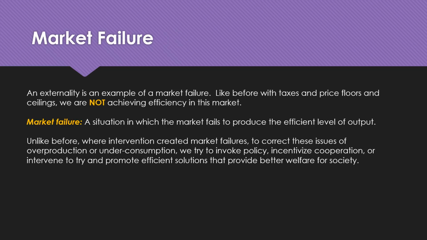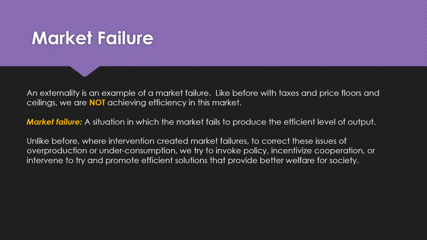So again, we've talked about market failure before in terms of price floors, price ceilings, and taxes. If we're not able to achieve efficiency or a market clearing condition, then it basically is a market failure. It's a situation in which the market fails to produce the efficient level of output. So again, we can have overproduction in the context of a negative externality. We can have underconsumption in the context of a positive externality. Both cases are market failures.